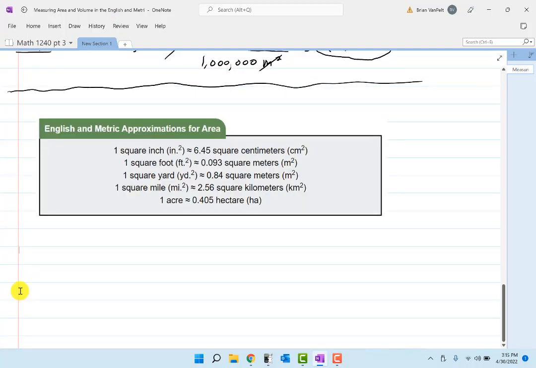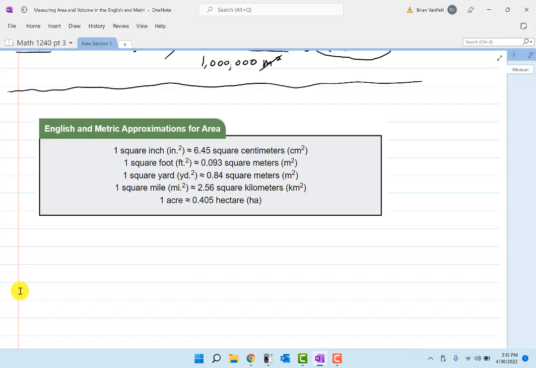Now we have the table that connects English and metric together. One thing that I find ironic about the English system of measurements is while they did come from England, England has abandoned those years ago. Only Americans seem to want to stick to the system.